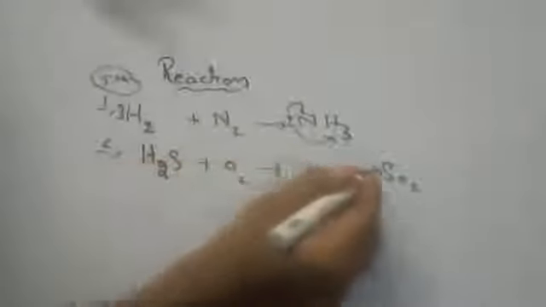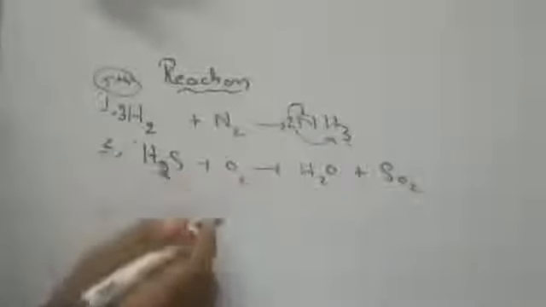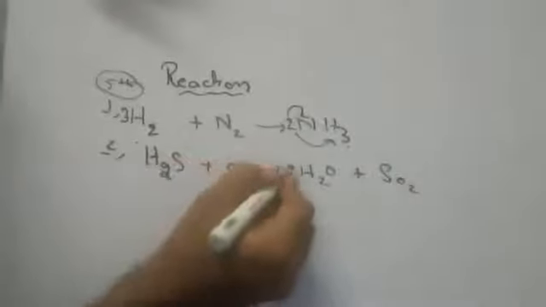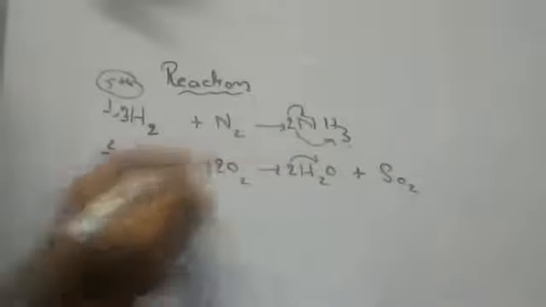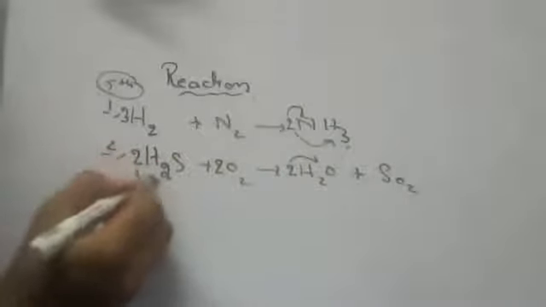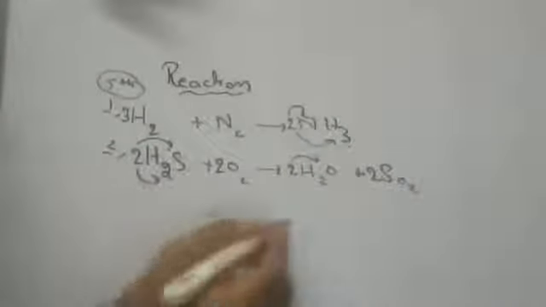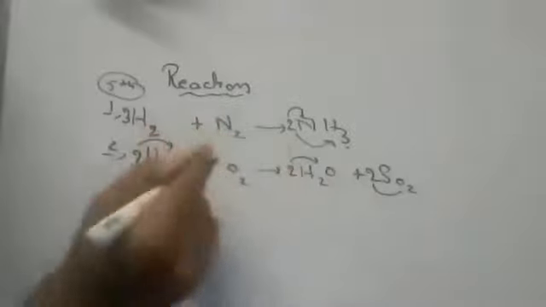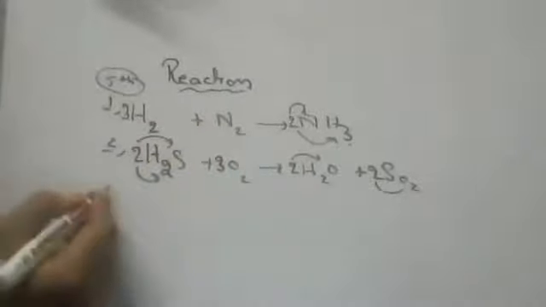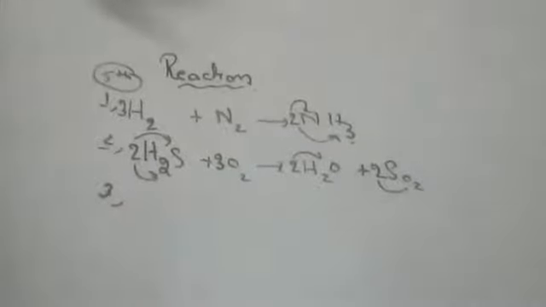Two hydrogens, one sulfur. 1 plus 2, 3 oxygens. Since it is odd, children, what we'll do here, we'll make 2, oxygens will become 4. Here you put 2. Now hydrogens are becoming 4, but sulfurs are becoming 2. So put here 2, children. Now you see, 2 to the 4 plus 2, 6 oxygens are there. So just put here 3, 3 to the 6 oxygens, oxygens are balanced. Hit and trial method is the best method, children.